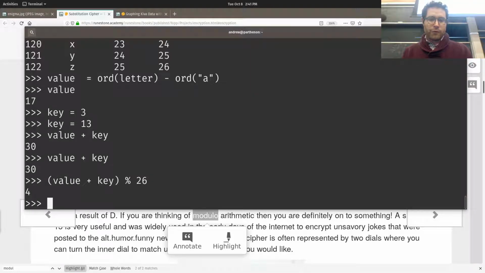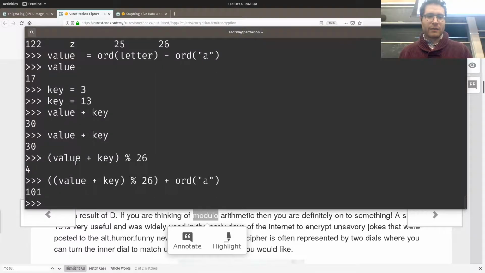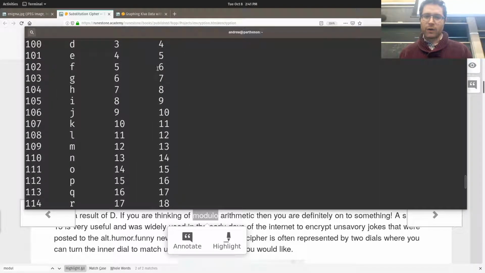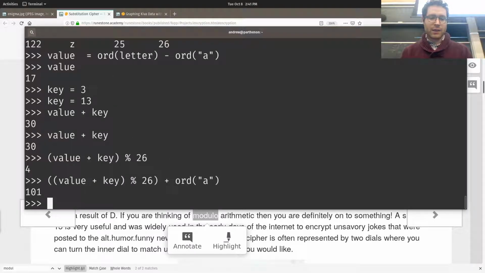So 4, and then what can we do with that 4? And this is the hardest part of this, I swear. What we can do with that is add the A that we just subtracted out. That will give us 101, right? And then chr that.